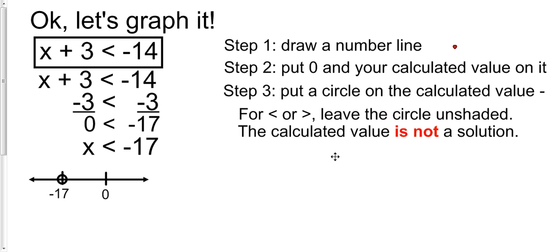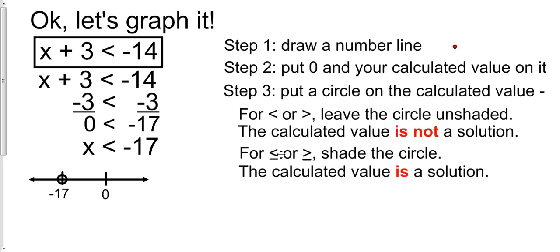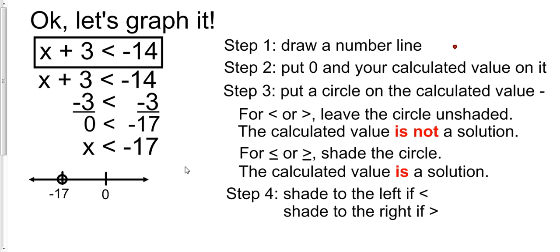We will not shade the circle, but if we ever have a less than or equal to or a greater than or equal to, we will shade the circle and the calculated value will be a solution. So I always say no line, no shade. Okay. Step 4, let's shade to the left if it's less than, shade to the right if it's greater than. For this situation, we're going to be shading to the left because we have less than, and things that are less than negative 17 would fall to the left of negative 17 on our number line.